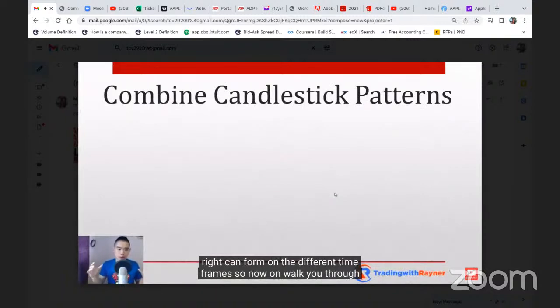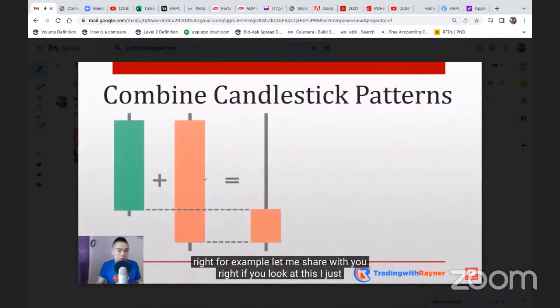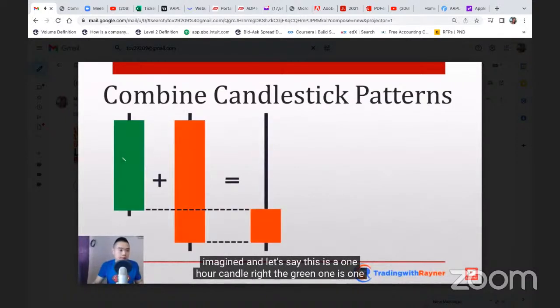So now, I want to walk you through something we call combining candlestick patterns, because candlestick patterns are essentially just showing you the price of the different sessions. And if you think about this, this can be combined. For example, let me share with you. Just imagine that this is a 1 hour candle. The green one is 1 hour, the red one is 1 hour. So now when you combine these two candlestick patterns, what time frame is this candle going to be? Well, 1 hour plus 1 hour, this will be a 2 hour candle.